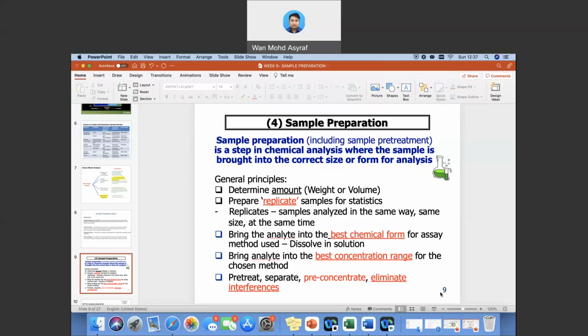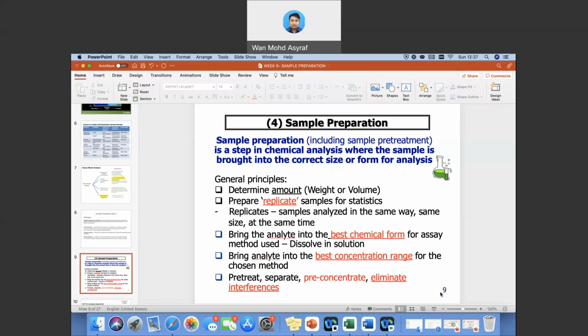So, all right, that's the second general principle of sample preparation. And then the third one, we need to bring the analyte. In this case, for example with heavy metals, you want to detect arsenic. So bring the analyte, the arsenic, into the best chemical form for the assay method used. Best chemical form here means, for example, if you use graphite furnace, what is the chemical form? It can be anything. It can be solids, liquids, or slurry. But if you are using flame AAS, what is the best chemical form?